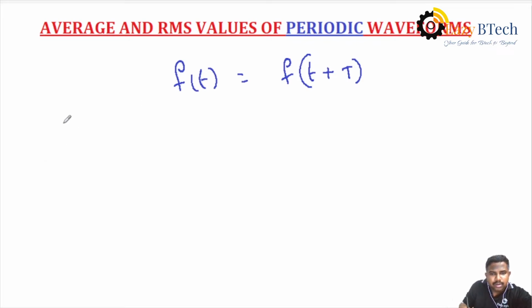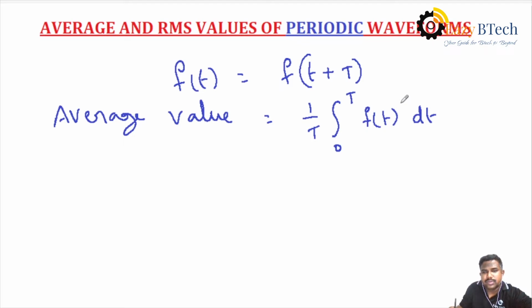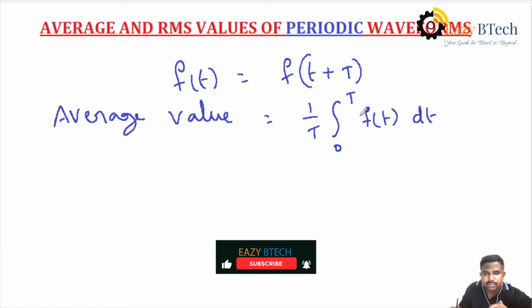Then, what is the main formula to find the average value and RMS value? To calculate the average value of the function, the area covered under the time period is needed. That is 1/T integral 0 to T of f(t) dt. We integrate, which gives the area covered within the time period T, and that is called the average value. That is area by distance.